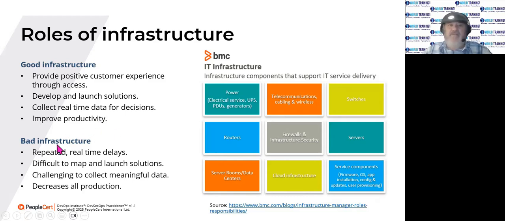Some bad practices: if you have repeated real-time delays, maybe you don't have enough infrastructure, or the infrastructure you have is not provisioned well enough. It may be difficult to map and launch solutions if you don't have easy ways of doing that through different applications, hypervisors or other tools to stand up infrastructure on a demand basis. It could be challenging to collect meaningful data if you don't have the observability built into the different aspects of your infrastructure. And it can also decrease production if you've got bottlenecks or interruptions in infrastructure.